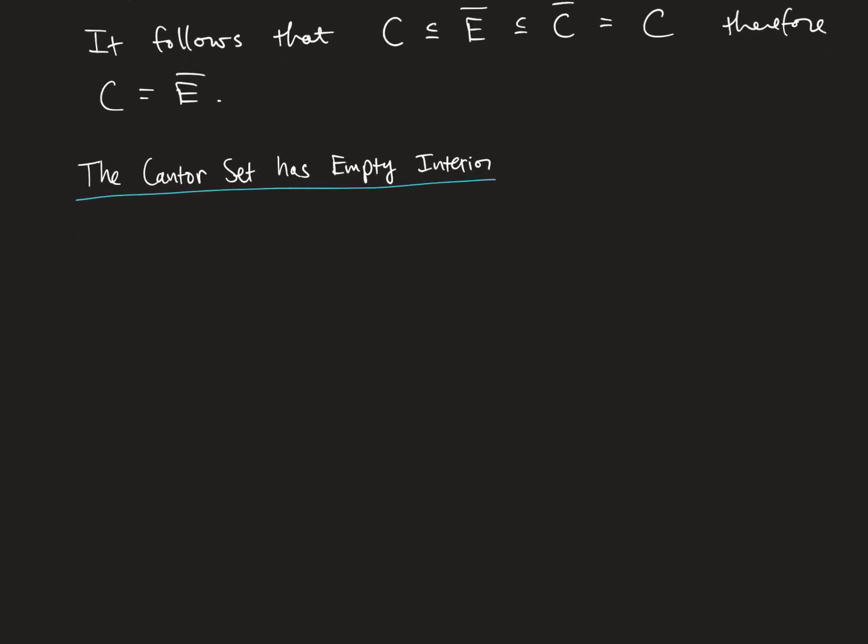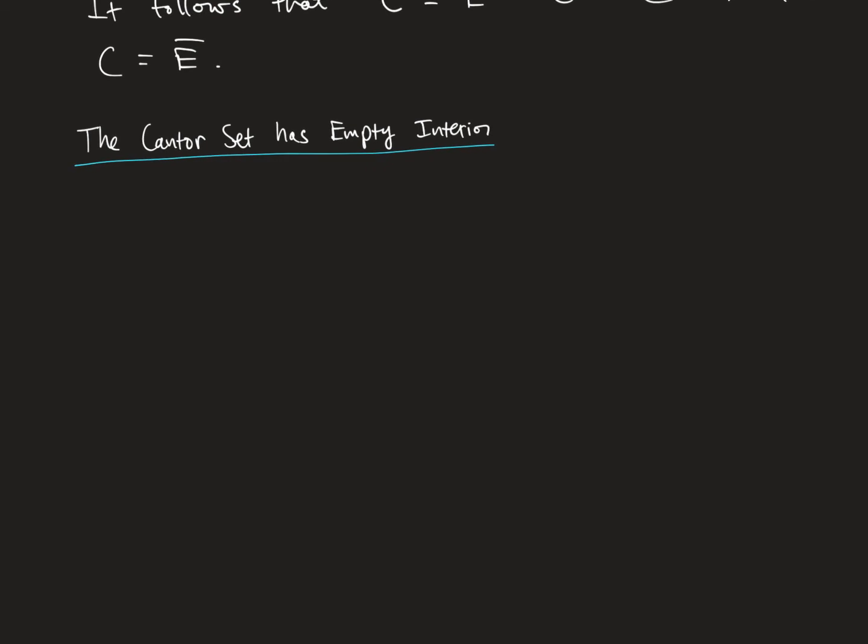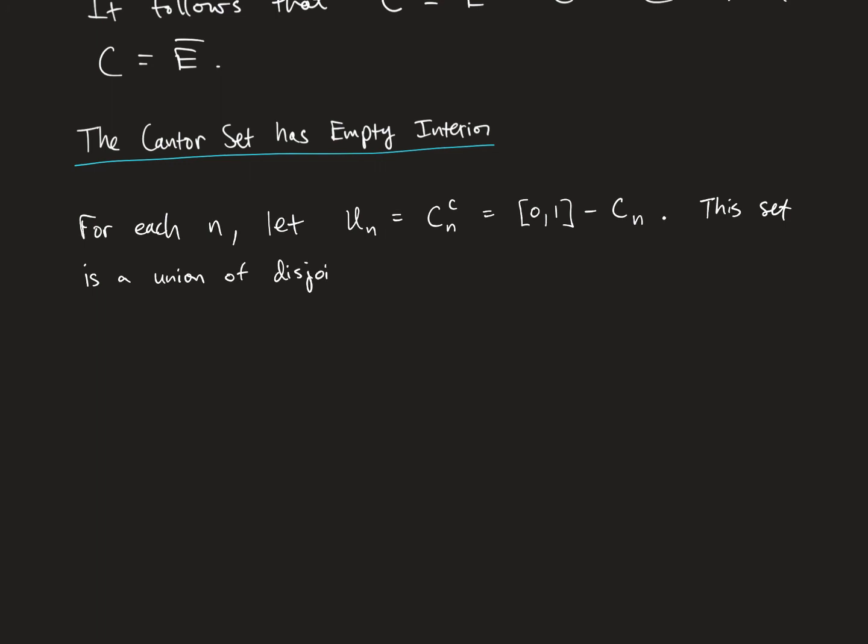The last thing I'll show in this lecture is that the Cantor set has empty interior. This is just going to follow from the fact that there can't be any intervals contained in the Cantor set, as we discussed intuitively before. So for each n, let U_n be C_n complement. This is the complement in the interval [0, 1], so [0, 1] minus the set C_n. This set is a union of disjoint open intervals, just because C_n is a disjoint union of closed intervals.